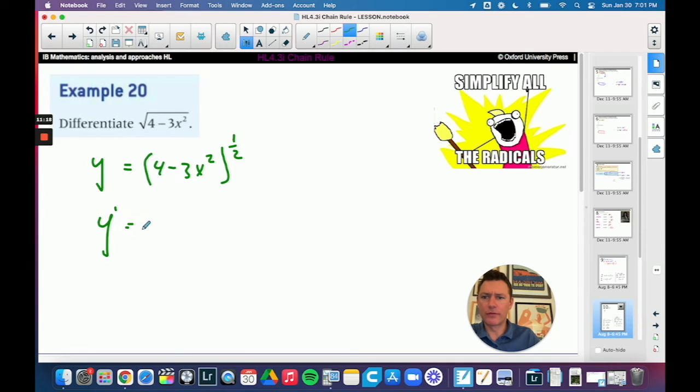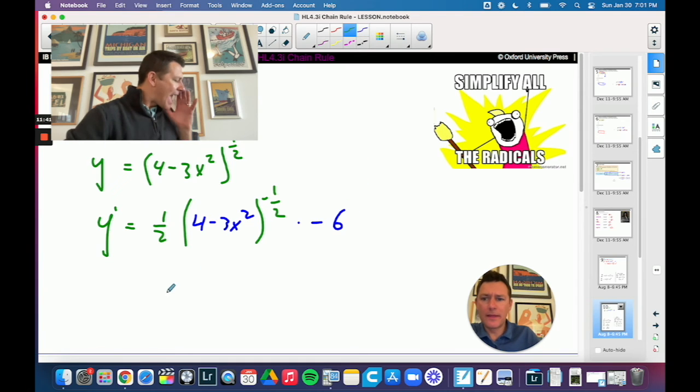If you're trying to take the derivative, you're multiplying by the exponent in front. Leave the inside stuff just as it is, 4 minus 3x squared, and drop the exponent by 1. And we're done. Oh, wait, we're not done, right? We get excited. Multiply by the derivative of the inside, which is negative 6. Cool. And then the derivative has an x in it. The derivative is negative 6x.